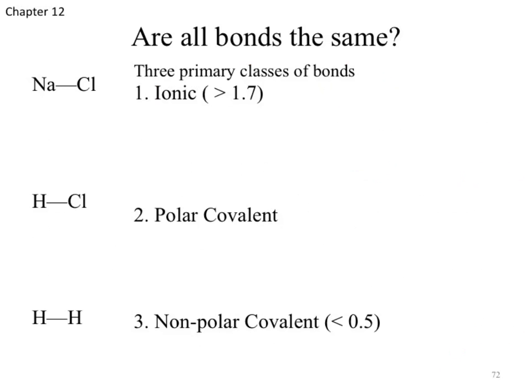Okay, let's get out some of this boring stuff. All bonds the same? No. We have three primary classes of bonds. We have ionic, and we have covalent. Now you only said two things. I said three things. Do our covalent bonds subcategorize? Yep.